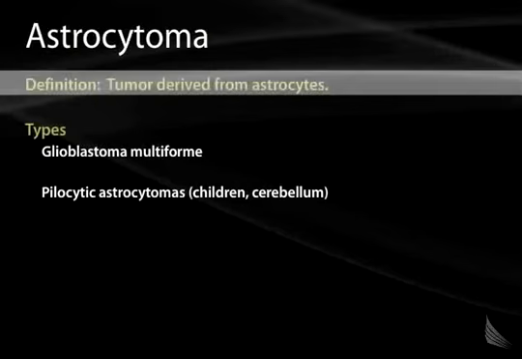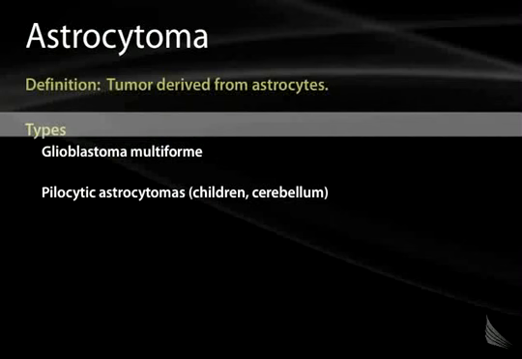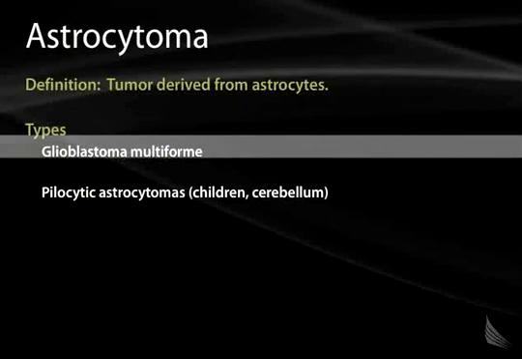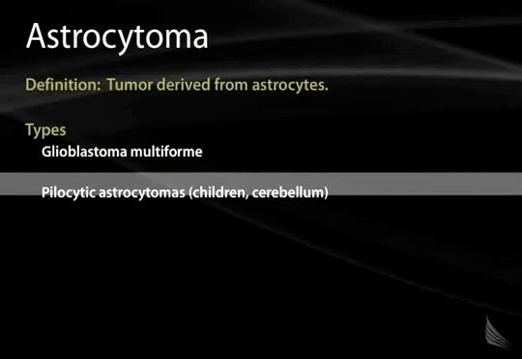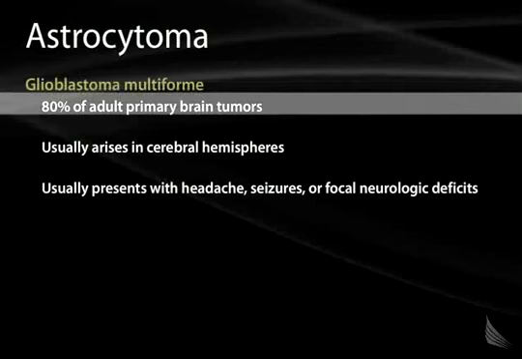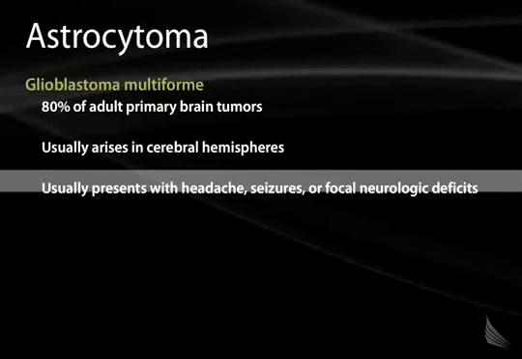An astrocytoma is a tumor derived from astrocytes, which is a type of glioma. The main types of astrocytoma that you want to keep in mind for the USMLE include glioblastoma multiforme, or GBM, and pilocytic astrocytomas, which occur in children and in the cerebellum. GBMs make up 80% of adult primary brain tumors. They usually arise in the cerebral hemispheres, and they usually present with headache, seizures, or other focal neurological deficits.